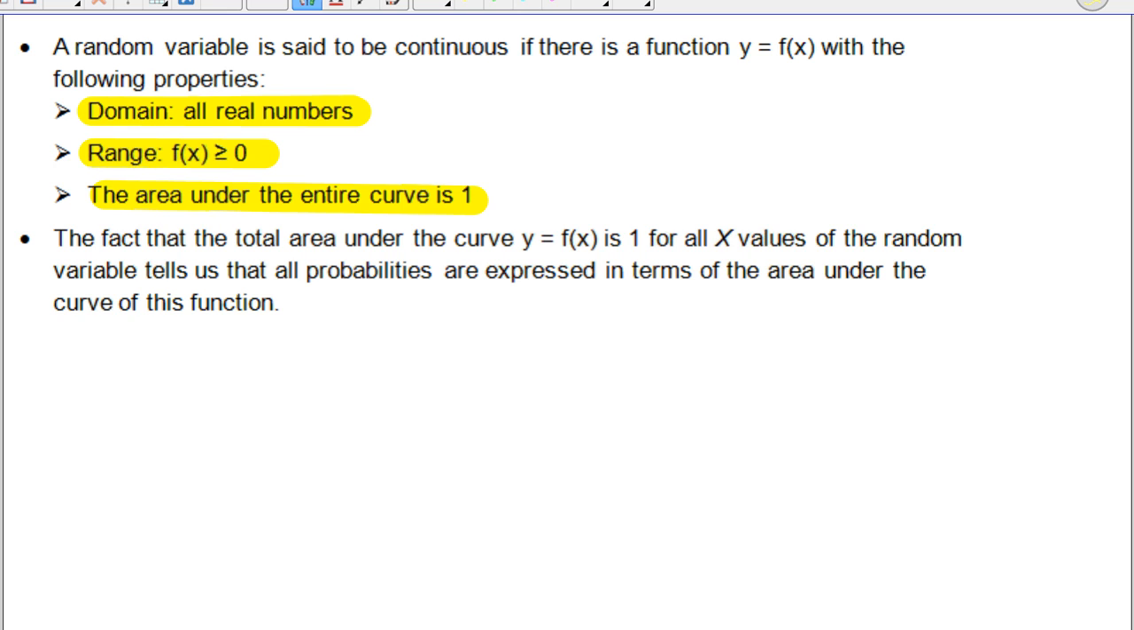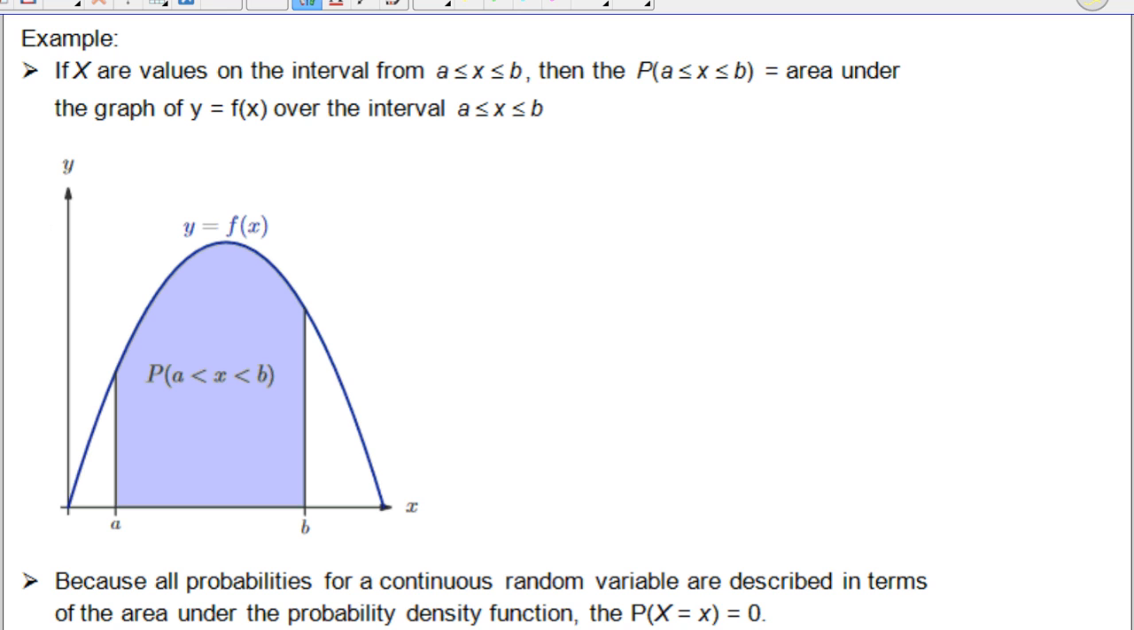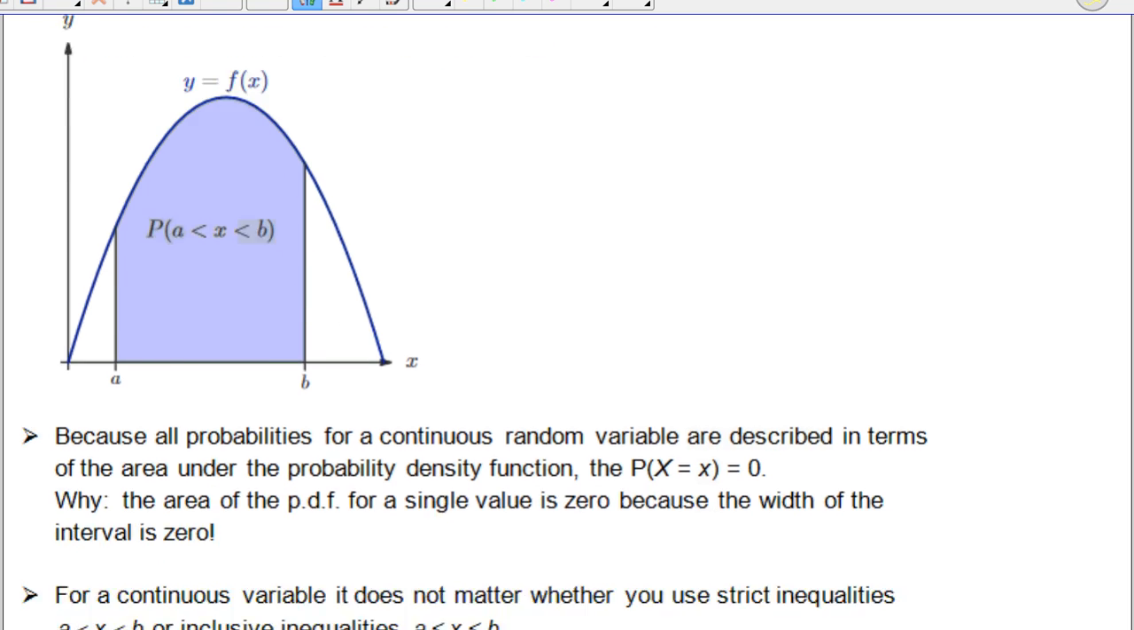Now, the fact that the total area under the curve of y = f(x) is 1 for all x values of the random variable tells us that all probabilities are expressed in terms of the area under the curve of this function. We'll look at that in this example. This is just a general example to give you an idea. If x are values on the interval from a to b, then the probability that x is between a and b will be equal to the area under the graph of y = f(x) over that interval, which is represented in this diagram.